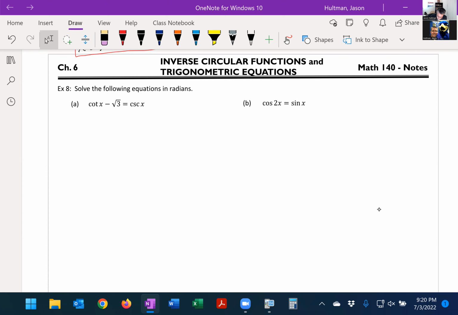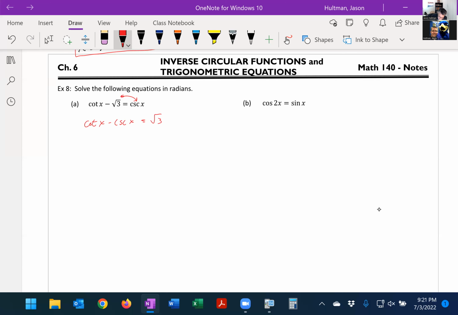So what I might do here is move the cosecant over to the other side. I might actually swap these two in this case. I know that in the previous example we set them equal to 0, but we actually have two different trig functions here, and I want to see how I can relate them to each other. So cotangent x, the cosecant x becomes minus cosecant x when I put it on the other side, and the radical 3 becomes positive.